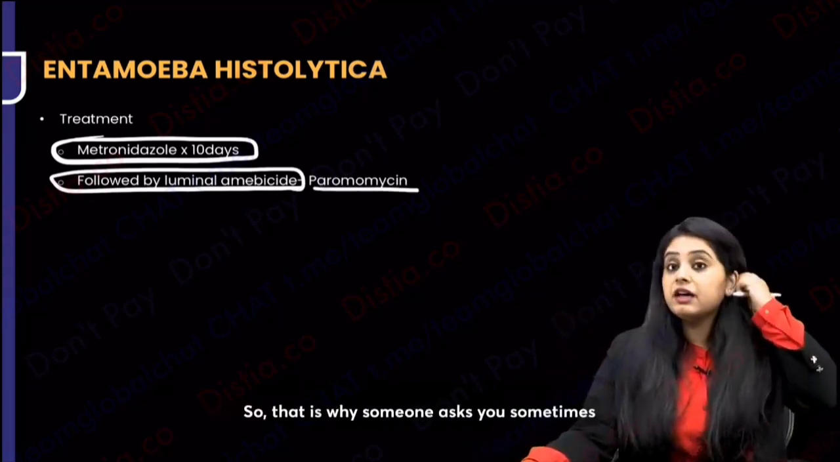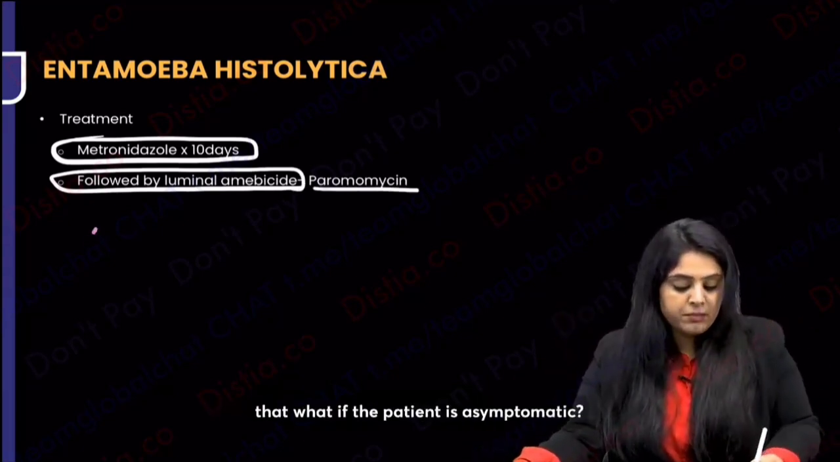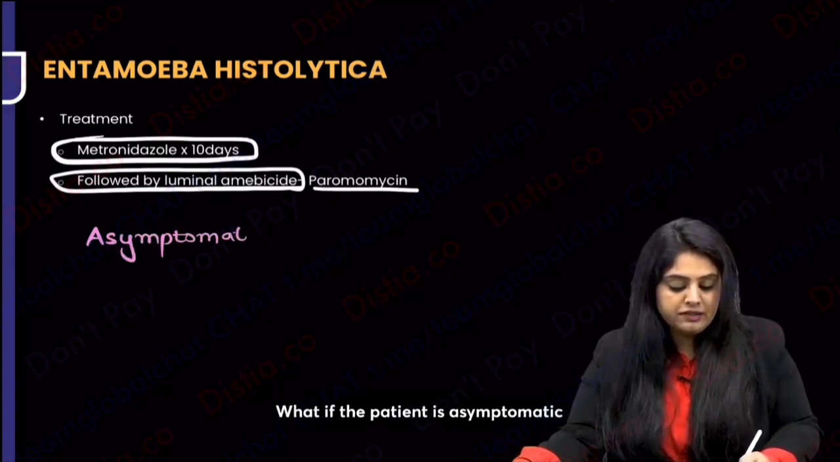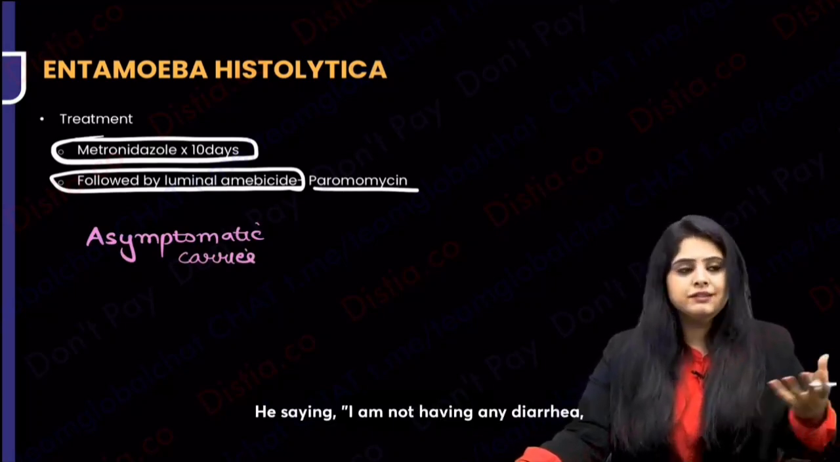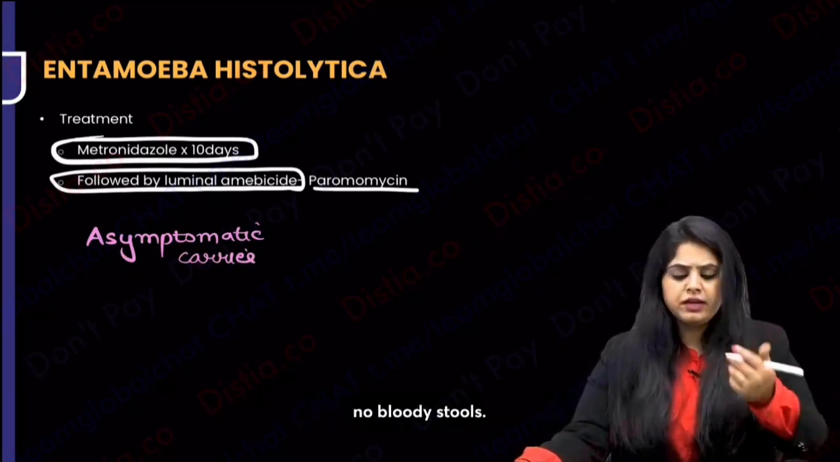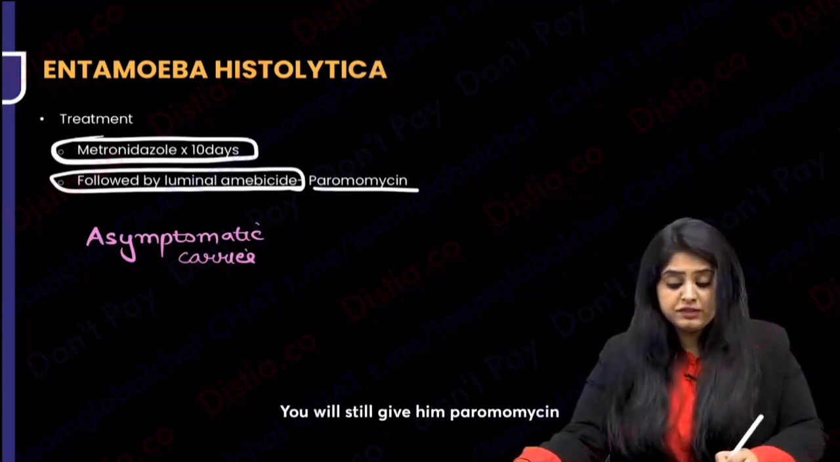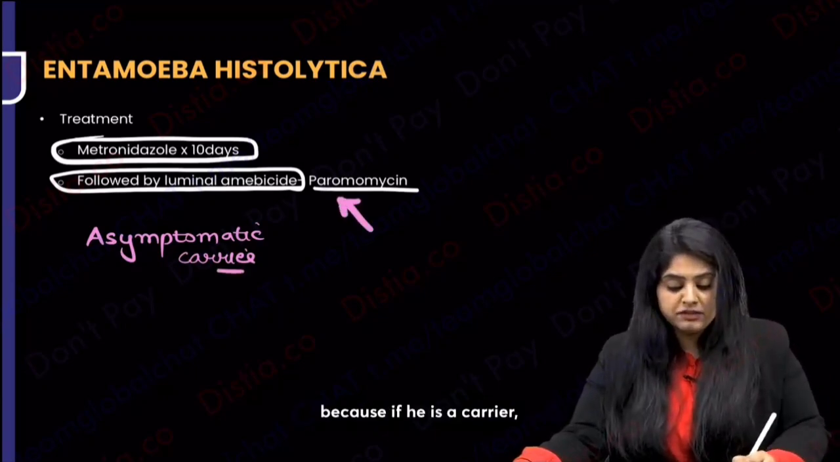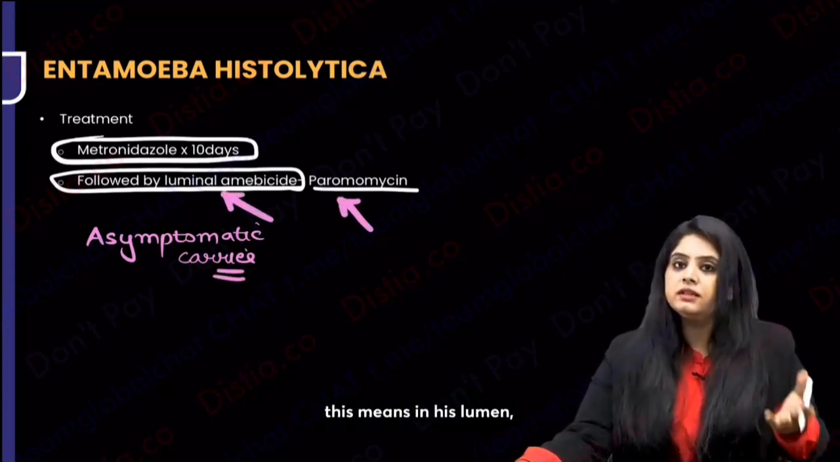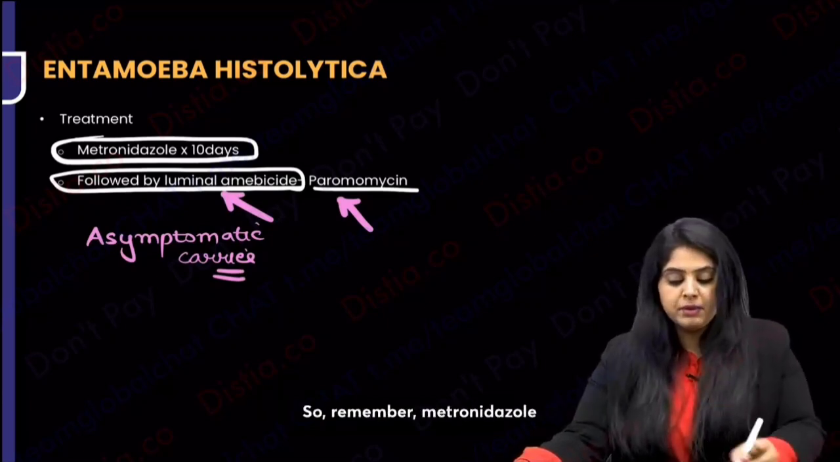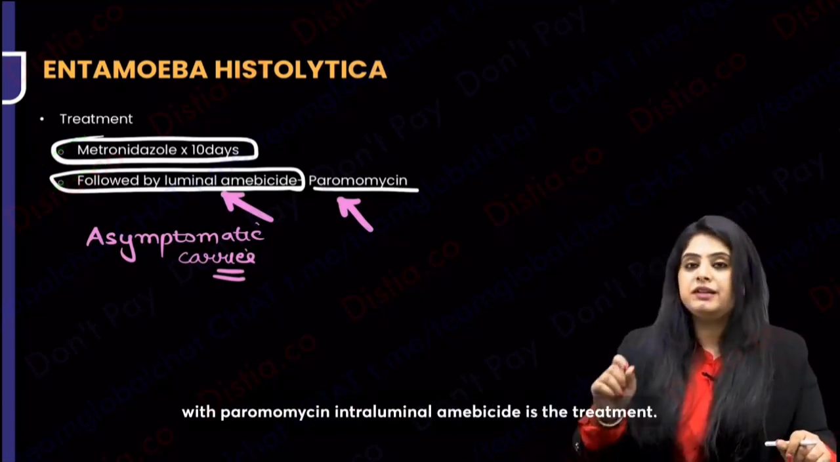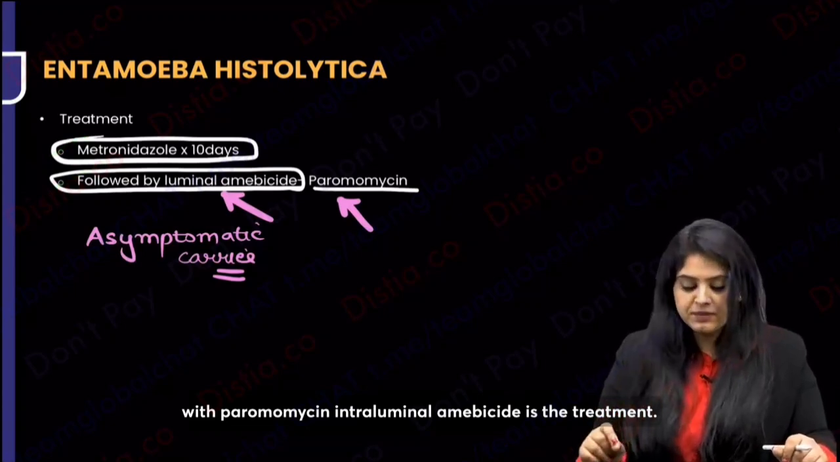So that is why someone asks you sometimes, what if the patient is asymptomatic? What if the patient is an asymptomatic carrier? He's saying, I'm not having any infection, he's not agreeing to it. He's saying, I'm not having any diarrhea, no bloody stool. Why are you giving me any treatment? You will still give him paromomycin, because if he's a carrier, this means in his lumen, the amoeba are sitting. So you will give paromomycin in that case. So remember, metronidazole with paromomycin, an intraluminal amebicide, is the treatment.